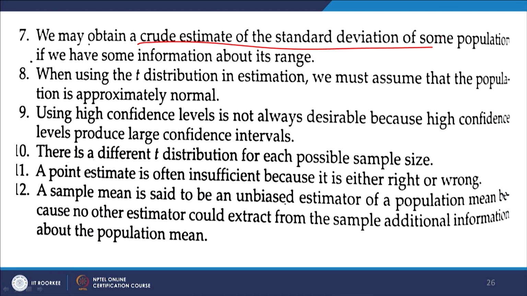We may obtain a crude estimate of standard deviation of some population if we have some information about its range. Is it possible? Can we obtain a crude estimate of the standard deviation if some information about its range is given? Yes, this statement is true. If we know the range, then there is a possibility of finding out its standard deviation, and that would be a very crude estimate, not the perfect estimate.